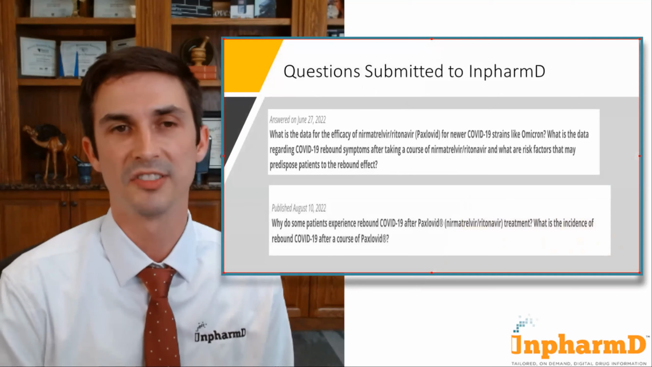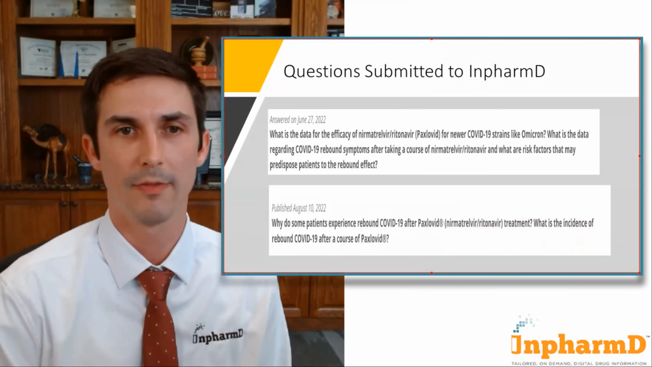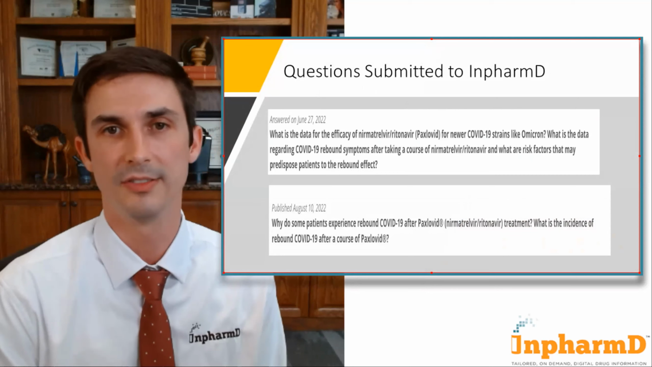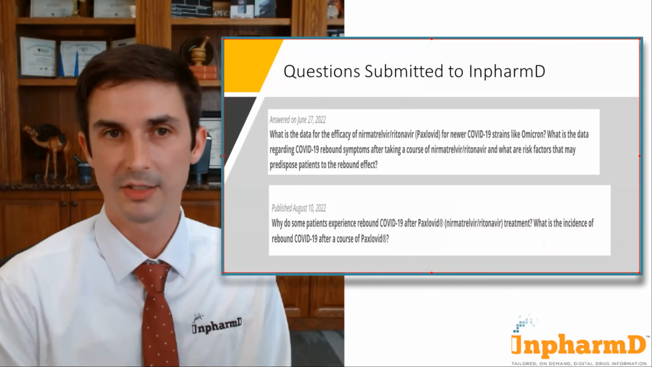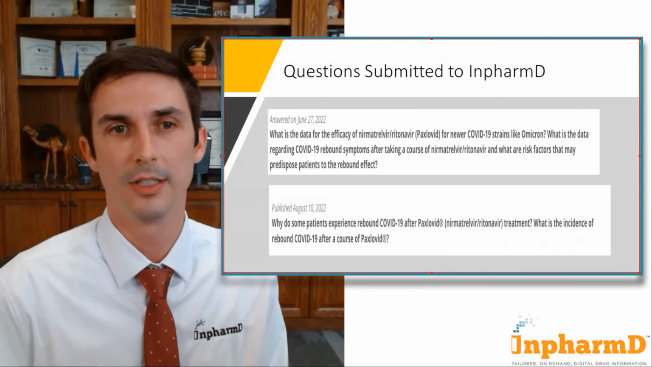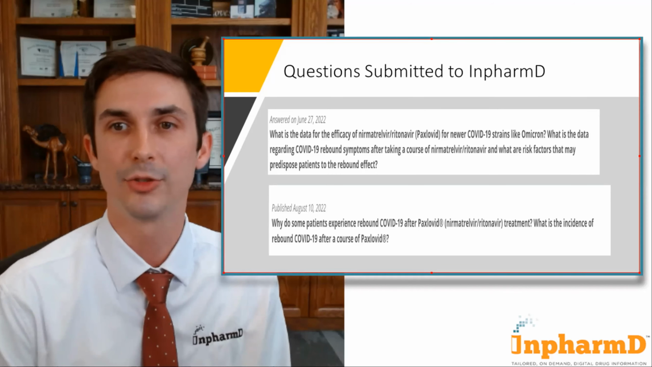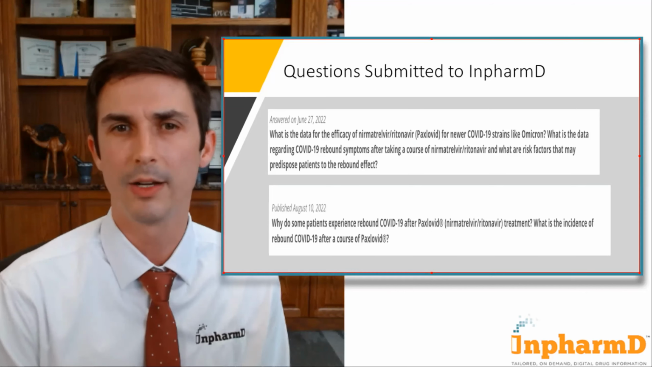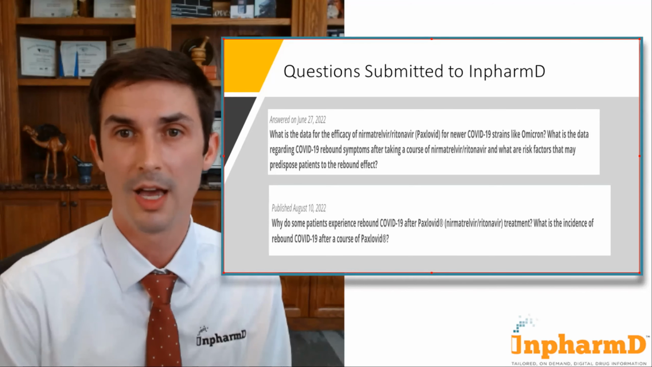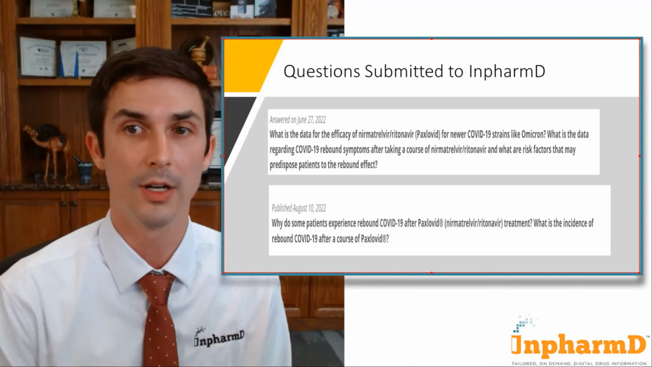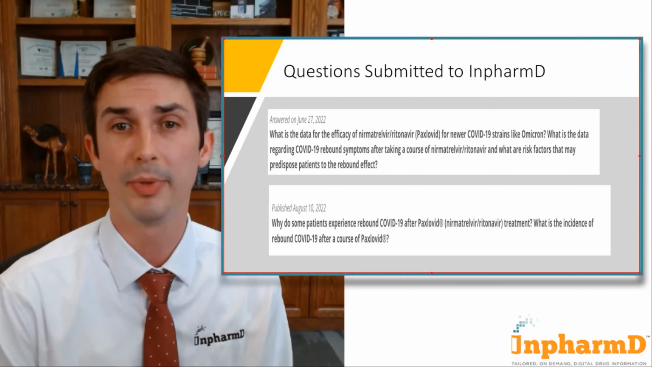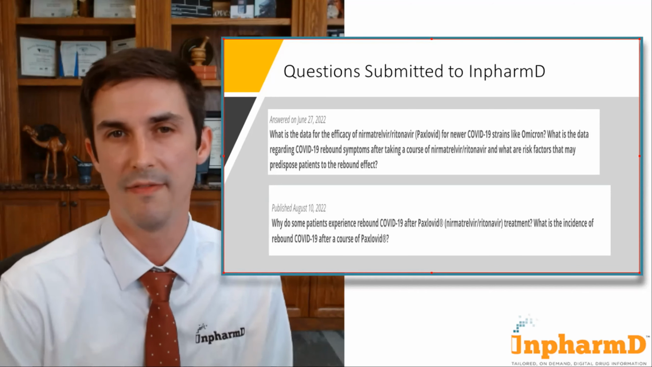comes from a series of questions that InpharmD has received from different providers, again, at different organizations. The idea is to eliminate redundancy and to answer the question that you might have before you ask it. We were asked a question in June where someone asked, what is the data for the efficacy of nirmatrelvir, ritonavir, or Paxlovid for newer COVID-19 strains like Omicron? But then also, what is the data regarding COVID-19 rebound symptoms after taking a course of nirmatrelvir or ritonavir? And what are risk factors that may predispose patients to those actual rebound effects?